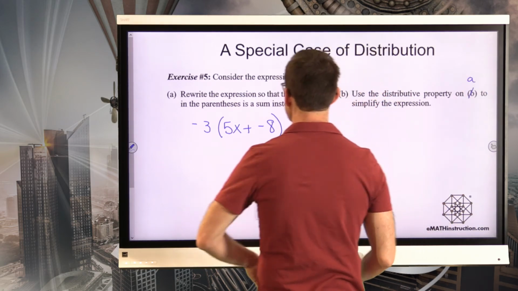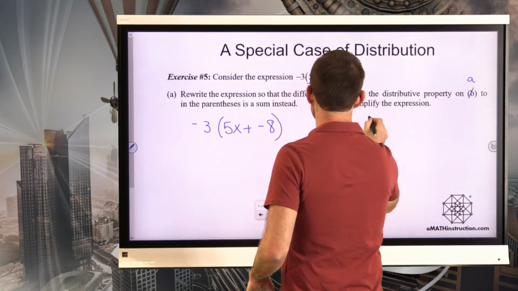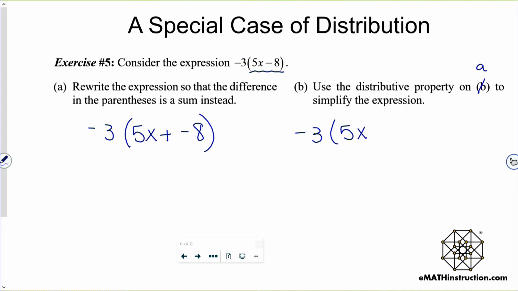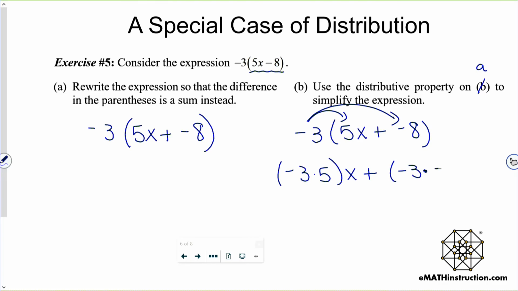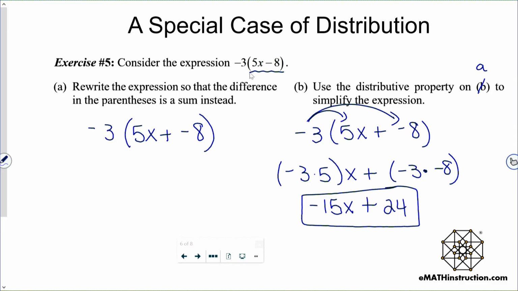All right, so here we go. We're going to take negative 3 and we're going to multiply by 5x plus negative 8. So I'm going to distribute, so I'll get negative 3 times 5 times x plus negative 3 times negative 8. Well, negative 3 times positive 5, a negative times a positive is a negative, and then a negative times a negative is a positive. Right? So we get negative 15x plus 24.